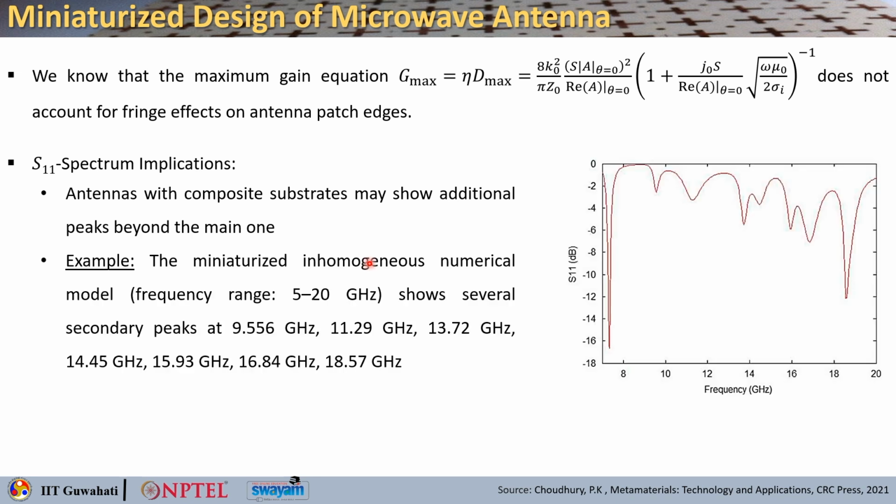So, let us give an example. For this purpose you can consider the S11 spectrum of the miniaturized inhomogeneous numerical model in the frequency range of 5 to 20 gigahertz. As you can observe here, the other secondary peaks also appear at 9.556, then 11.29 gigahertz, 13.72 gigahertz, 14.45 gigahertz, 15.93, 16.84 and 18.57 gigahertz correspondingly. So, these are all secondary peaks, right.